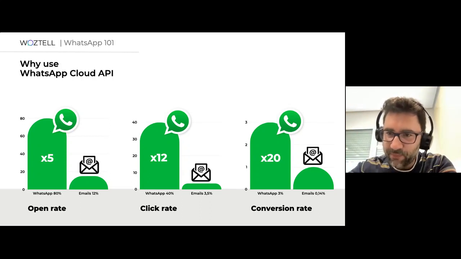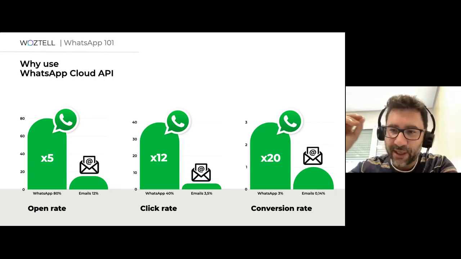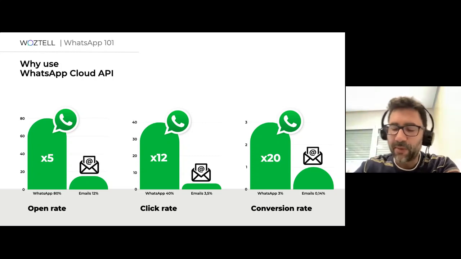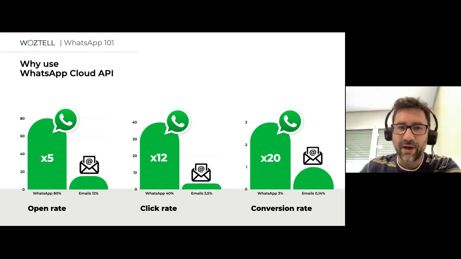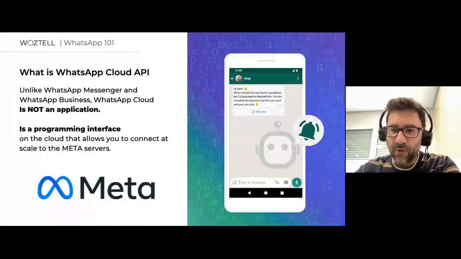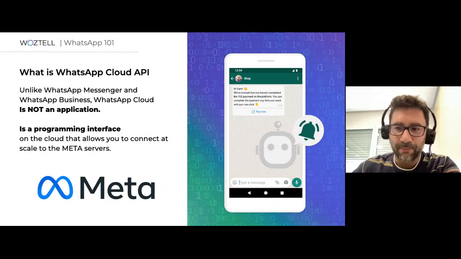So this will make your conversion rate extremely superior to other channels like email or phone call. These are public numbers. You can find them everywhere, and that itself is a reason to start using WhatsApp. Then we will understand a bit better what WhatsApp Cloud API is.